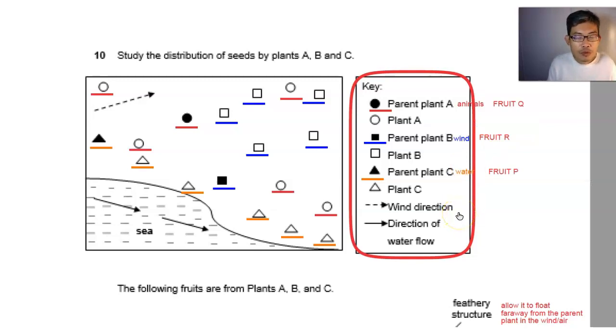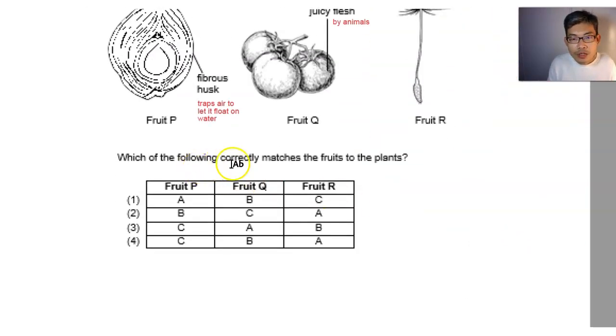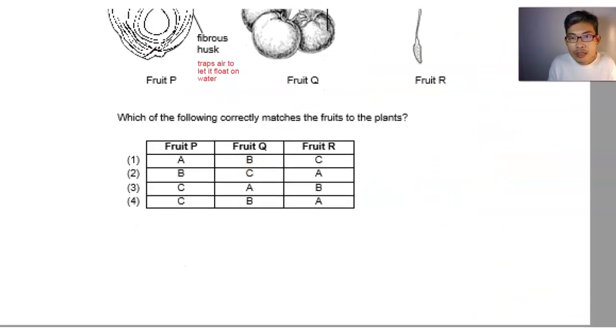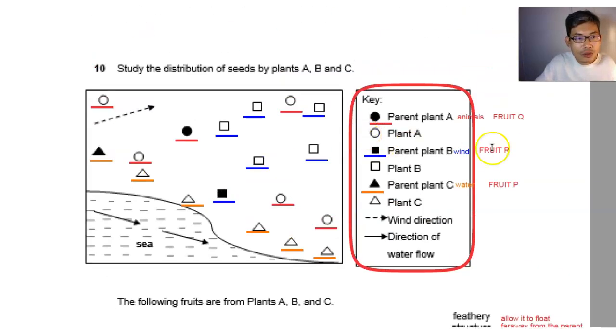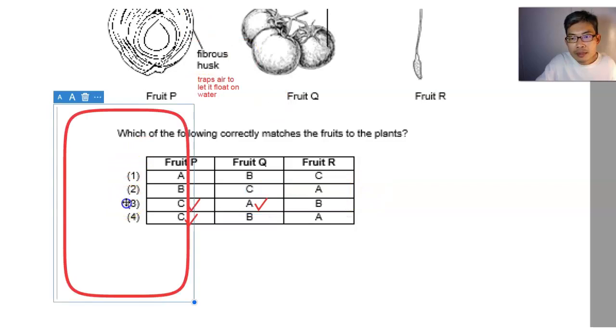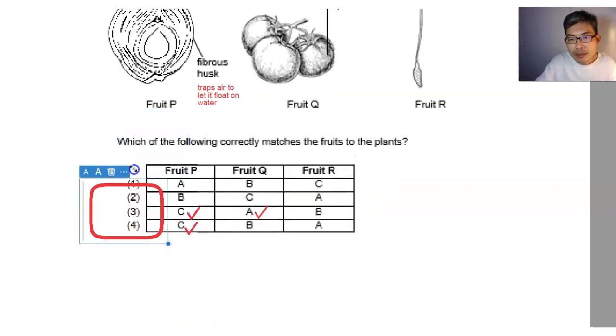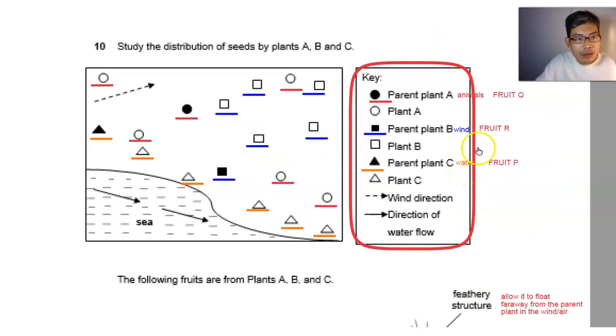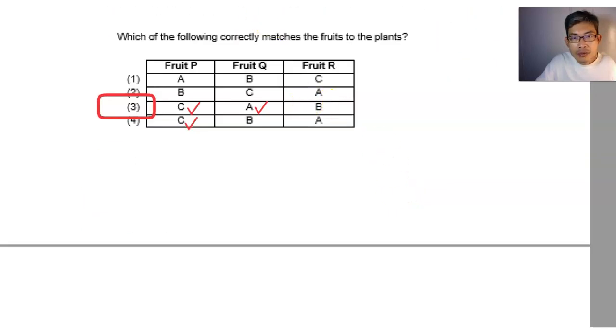I think we can almost solve this. Which correctly matches the fruits to the plants? P, we know P is C. Let's check. There are two options here. Q, we know it is A. That's it, we got the answer. The answer here is 3. So let's be very certain and double check with R. R is at B. Yeah, that's correct too.